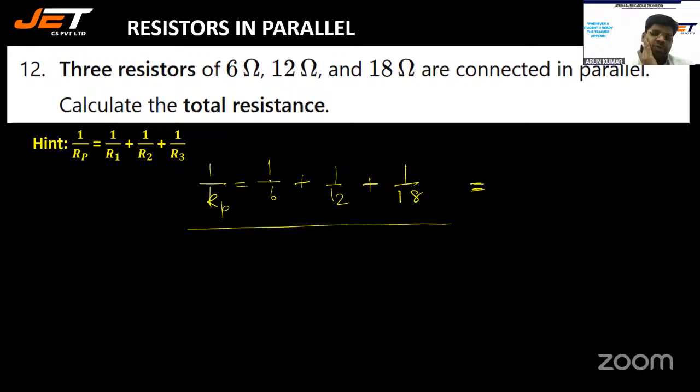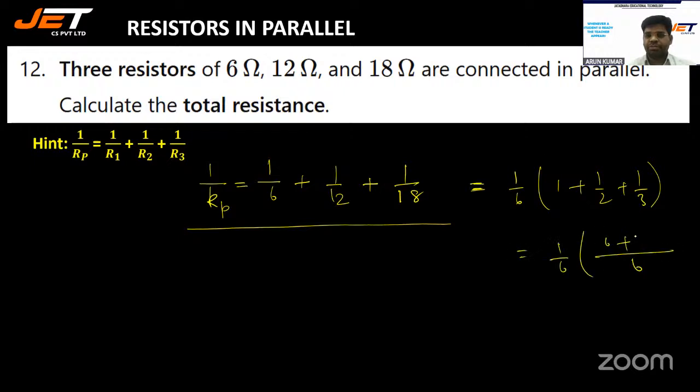All right, Vishnu, please focus on what you're doing. Simplify this and tell me what the answer is. Okay, I'll take this as 1 plus 1 by 2 plus 1 by 3, which is 1 by 6 into 6 plus 3 plus 2, which is 11 by 36. So RP is equal to 36 by 11.